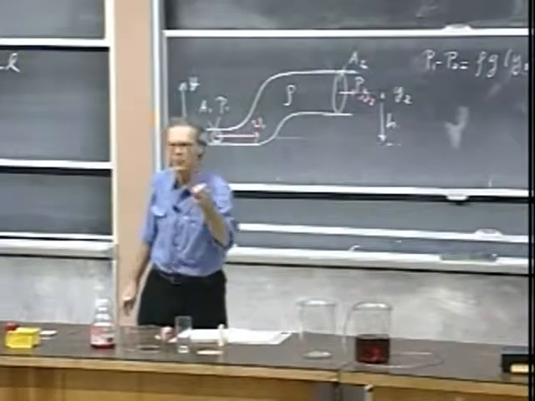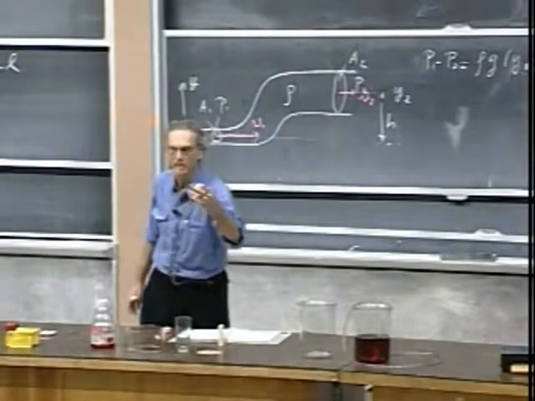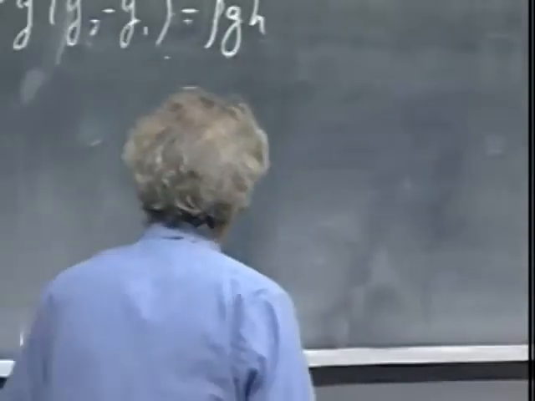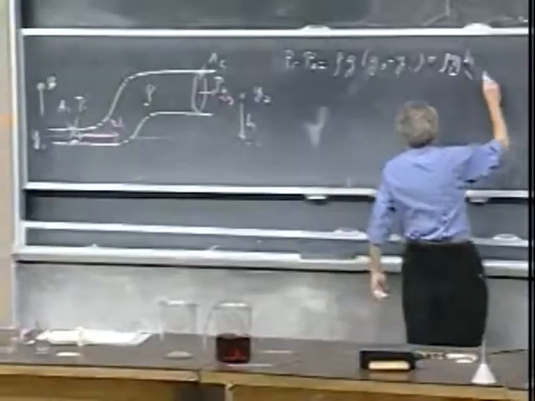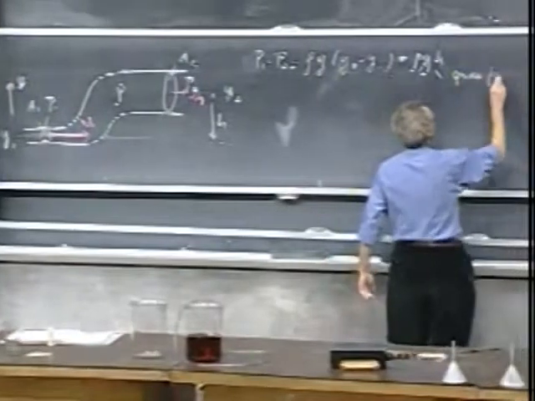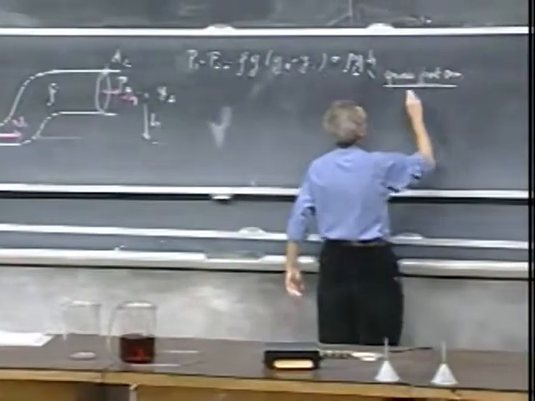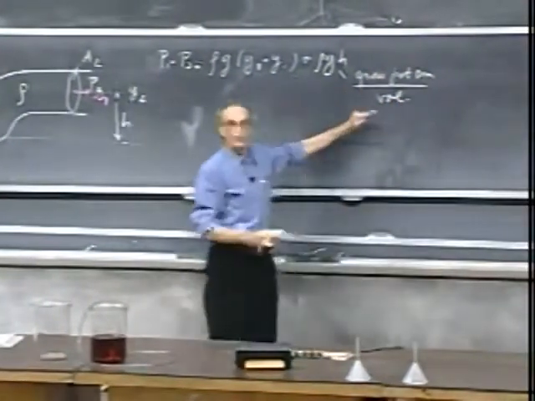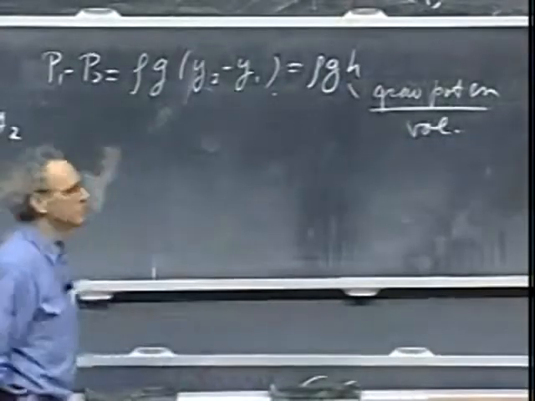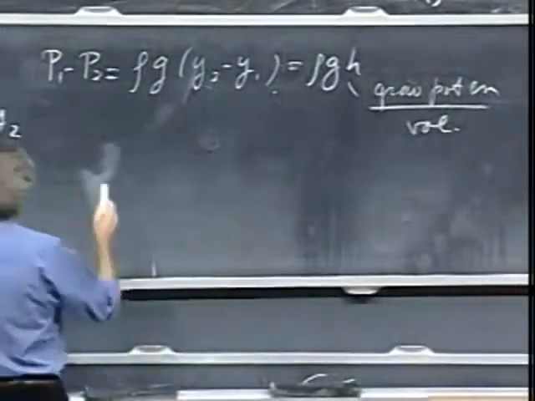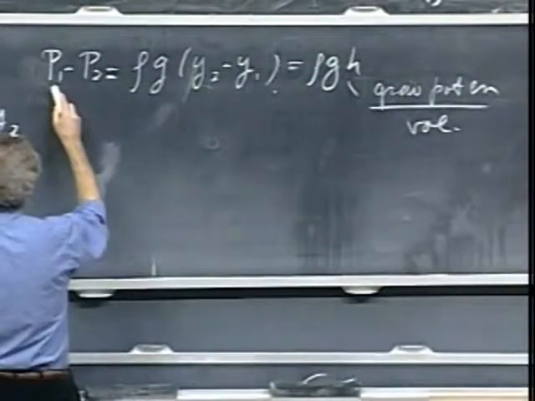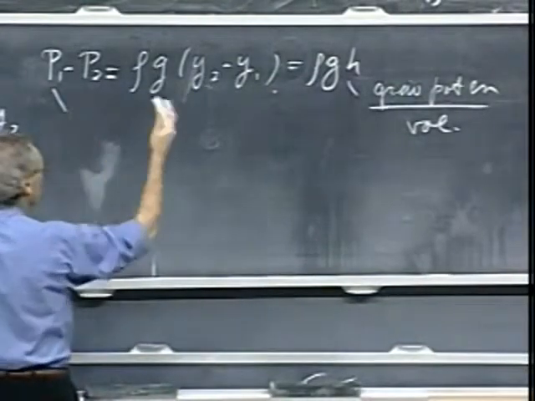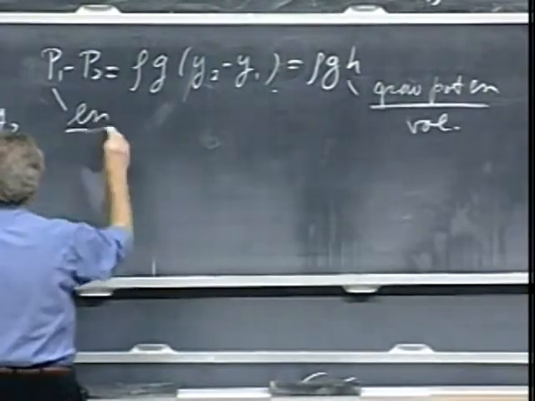When I divide m by volume, I get density. So this is really a term which is gravitational potential energy per unit volume. That makes the m divided by volume become density. Therefore, pressure itself must also have the dimension of energy per unit volume.